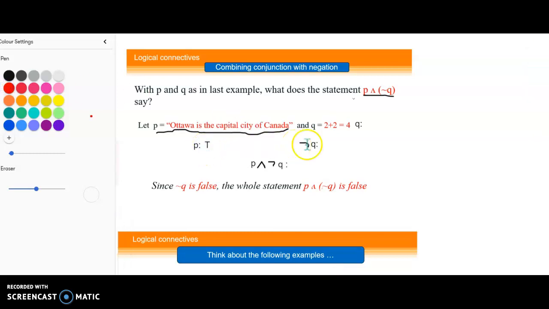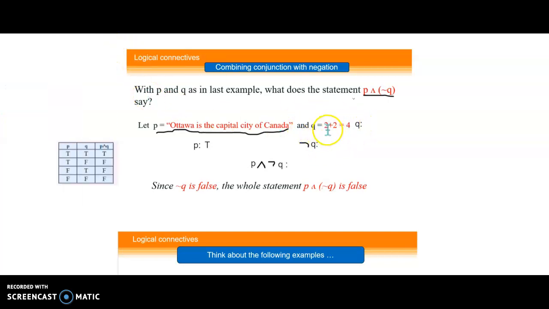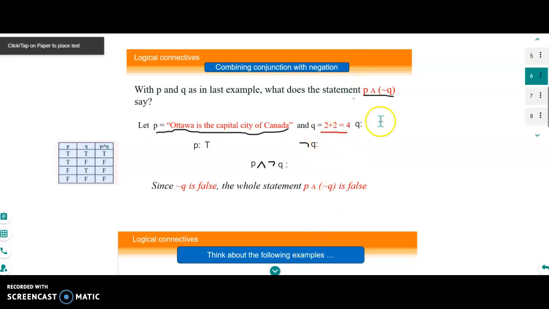Okay. And then the next proposition would be 2 plus 2 equals 4. Is that true? Of course. So Q, in this case, this truth value is, of course, true. Okay? True. All right. So this is the most important part.